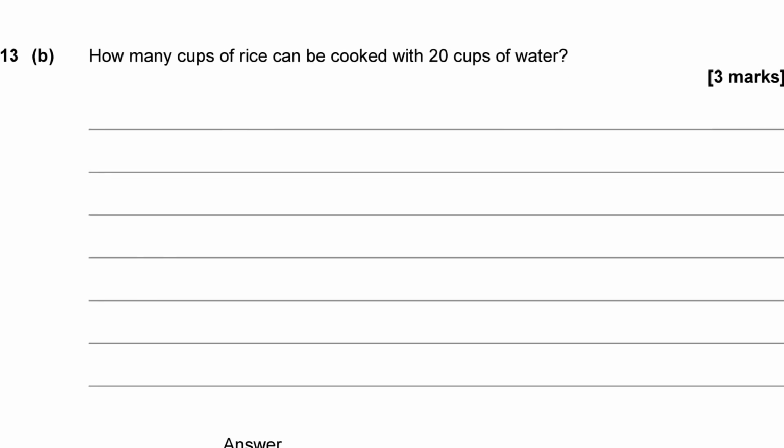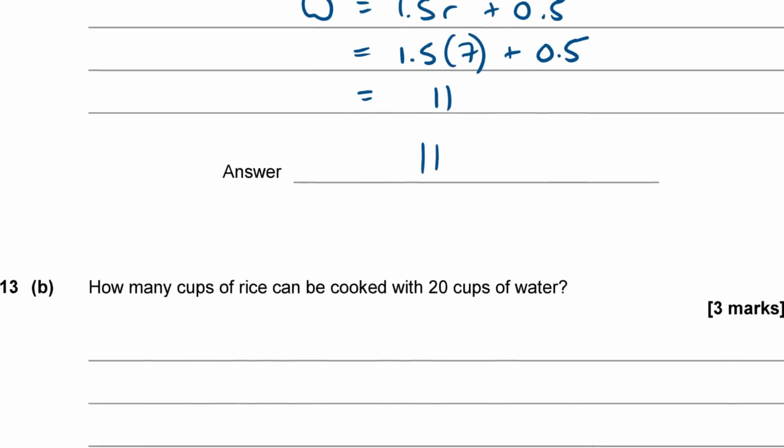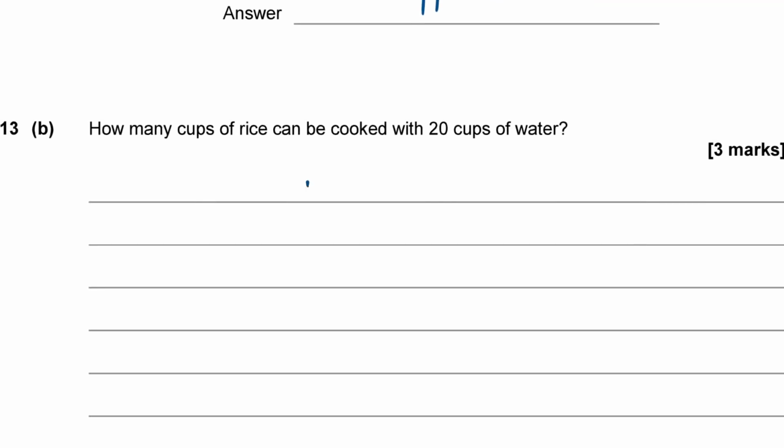Part B says, how many cups of rice can be cooked with 20 cups of water? Okay, so remember our formula was W is equal to 1.5 R plus 0.5. Now this time, I know the W and I want the R. So you can either sub it in and rearrange, or rearrange and then sub in. I think I'm going to rearrange first.